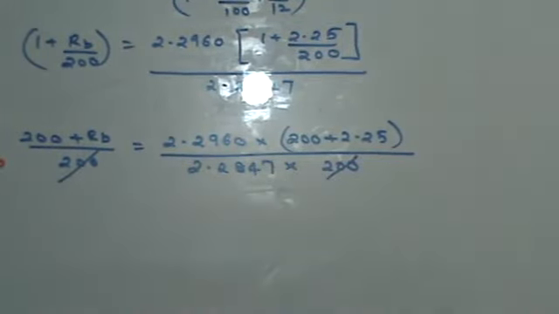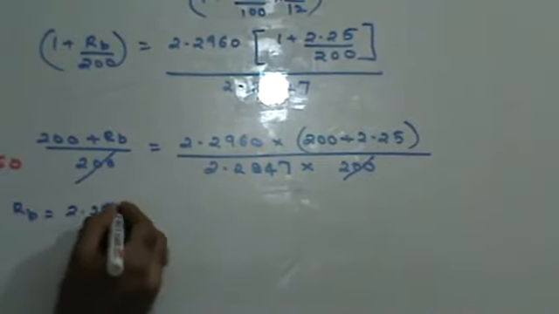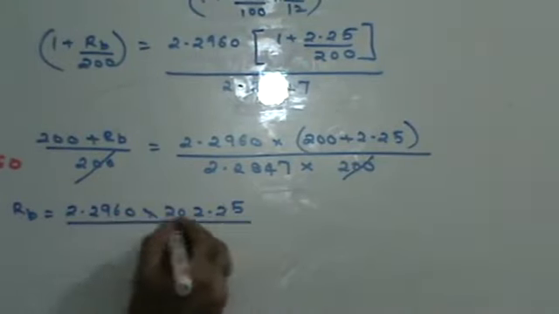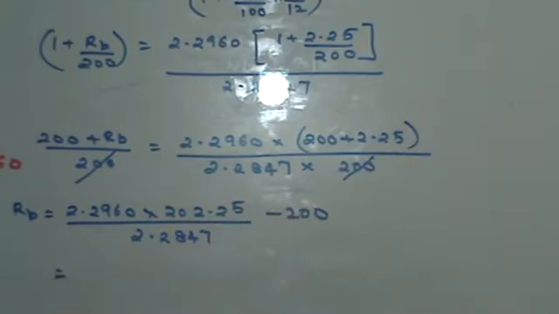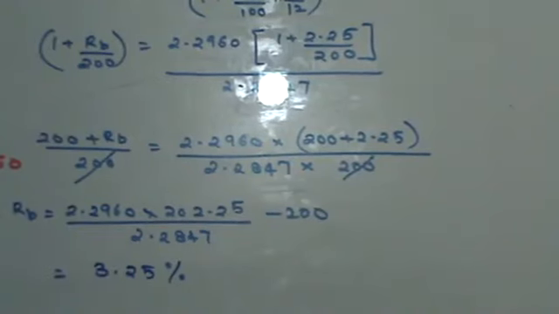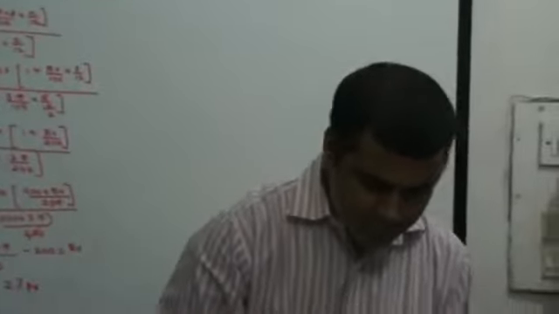So 200 and 200 get cancelled. In which case you will get rate of interest in base currency is 2.2960 into 200 plus 2.25 divided by 2.2847 minus 200. So you will get your rate of interest in base currency as 3.25%. Right? So do we understand how we use swap points? Can you quickly write a little theory about swap points?